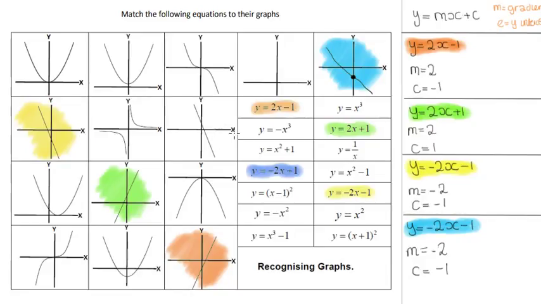We could have written this one just because it's the last straight line on there. However, remember that it's got to cross at -1. Okay, brilliant.